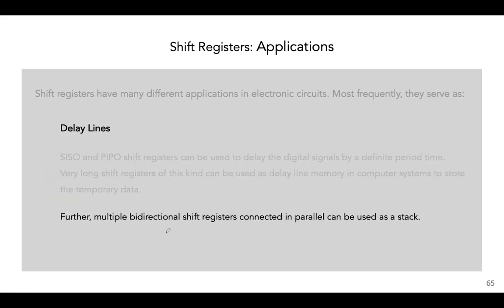Okay. Multiple bidirectional shift registers connected in parallel can be used as a stack. Again, stack is a data structure that you already know about and you know how it works, right? So if you use several bidirectional shift registers which you connect in parallel, you can use them as a stack, right? Again, this is something that you need to just visualize how a stack works.